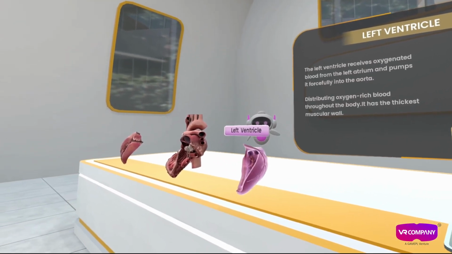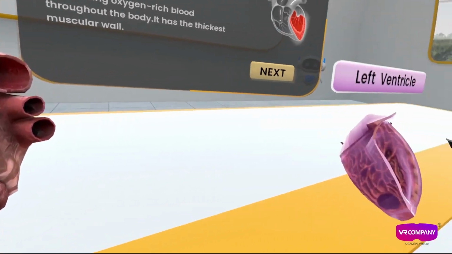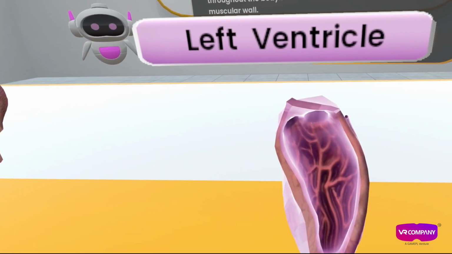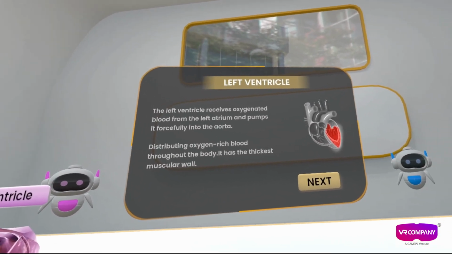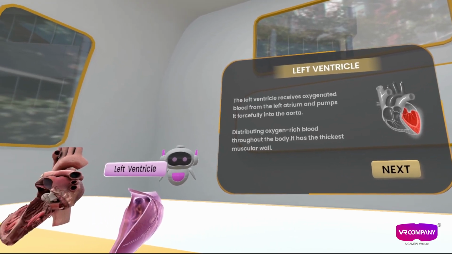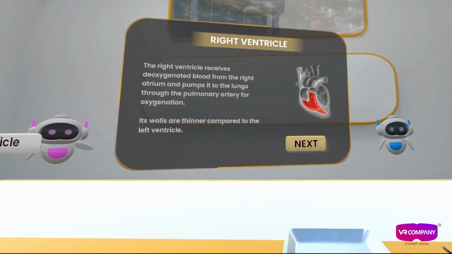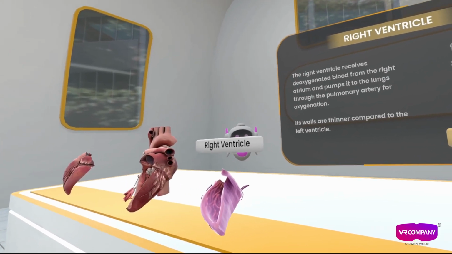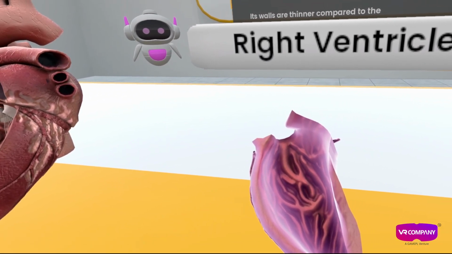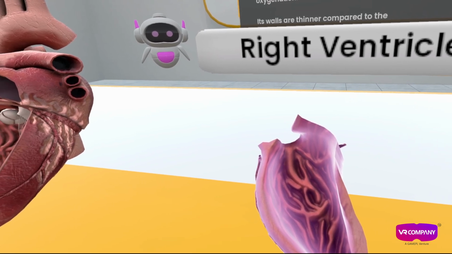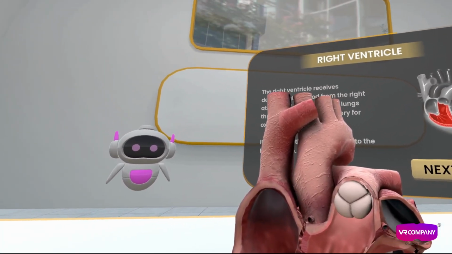Left ventricle. The left ventricle receives oxygenated blood from the left atrium and pumps it forcefully into the aorta, distributing oxygen-rich blood throughout the body. It has the thickest muscular wall. Right ventricle. The right ventricle receives deoxygenated blood from the right atrium and pumps it to the lungs through the pulmonary artery for oxygenation. Its walls are thinner compared to the left ventricle.